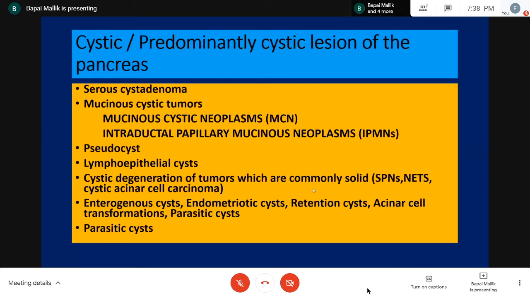Then of course there are the pseudocysts, lymphoepithelial cysts, and not to forget that many of the tumors which I'm going to be talking about in the next session can also show cystic degeneration. The ones which can show cystic degeneration are the solid pseudopapillary neoplasms and neuroendocrine tumors, almost 10% of which can show cystic degeneration. Cystic acinar cell carcinomas are extremely uncommon, but we can have a variant which shows cystic degeneration. And then there are enterogenous cysts, endometriotic cysts, which are very rare, retention cysts, acinar cell transformations and parasitic cysts, just to complete the list.